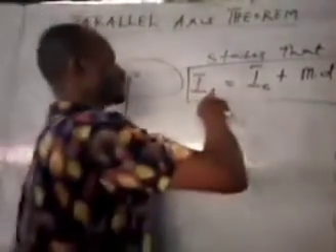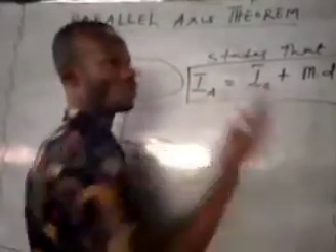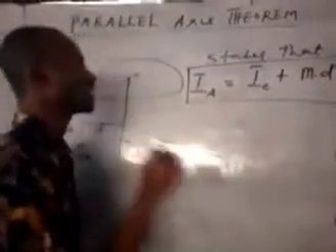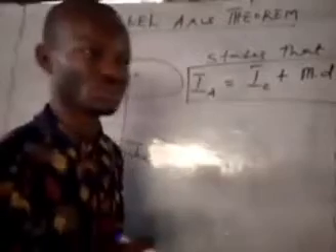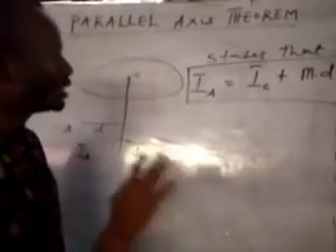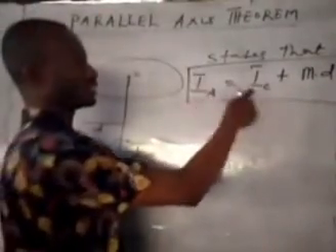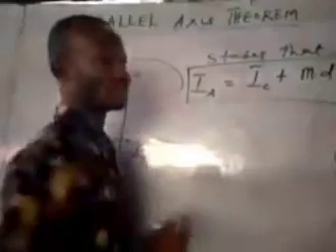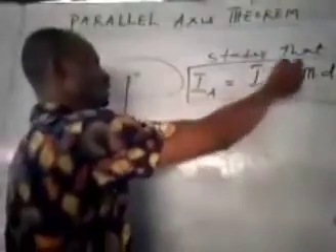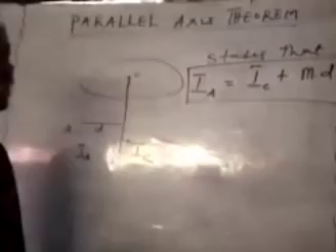Please remember, this theorem can only be used to find the inertia about any point given that this axis A and this axis C are parallel. If they are not parallel, then the parallel axis theorem cannot be used to find the inertia about any axis. So we only use it when the two axes are parallel, that is, the axis through A is parallel to the axis through the center of gravity. So this is what we do. Immediately you know the moment of inertia about the center of gravity, you can find the moment of inertia about any point.